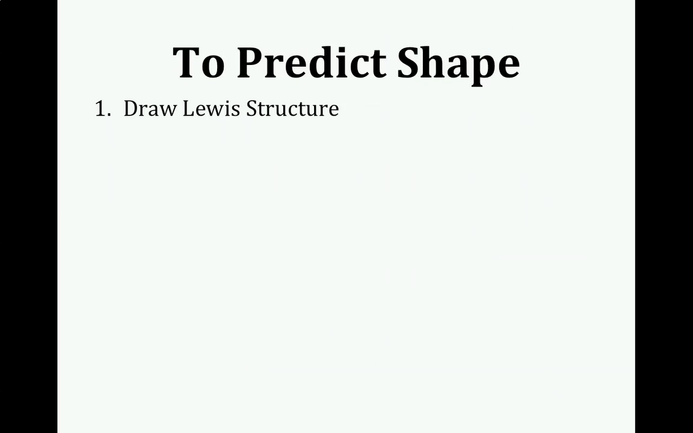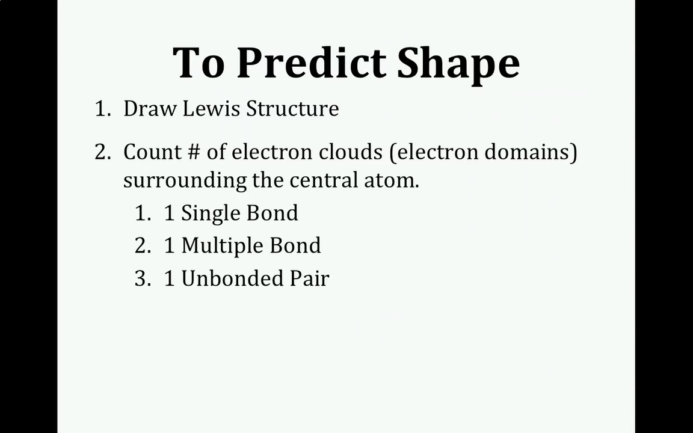So to predict the shapes, the first thing we do is draw the Lewis structure, which is why we were doing that in the earlier set of our notes. Then what we're going to do is count the number of electron clouds, which is sometimes also called electron domains, that are surrounding the central atom.